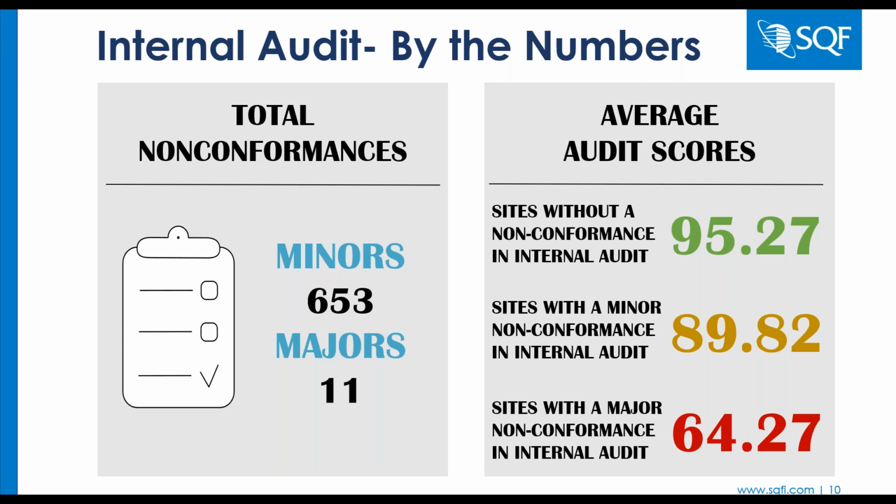64.27. So a site that received a major was more likely to fail their audit just by reflecting that major in internal audit. So it kind of makes sense, right? A major in internal audit, meaning you're probably not doing an internal audit, and your score is down 31 points from the average of a site that is compliant in internal audit. So quite a big difference there.